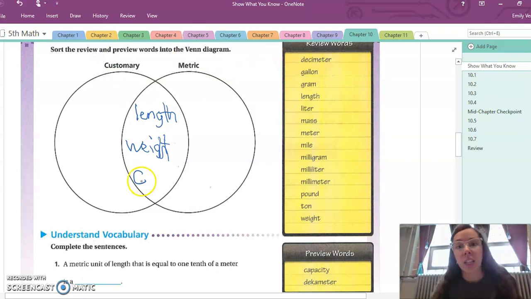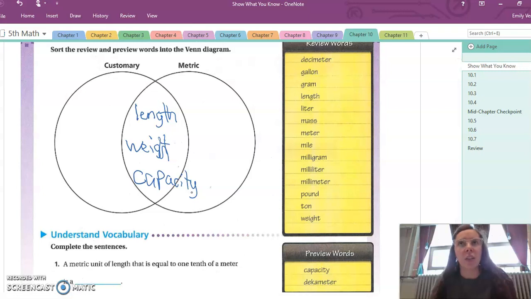Okay, and there's a C word that also fits in both of these. And if you look down the list, there's only one C word. That word is capacity. Okay. Capacity might be a new word for us, but if you think you know what it is, go ahead and tell the adult with you what you think it means.